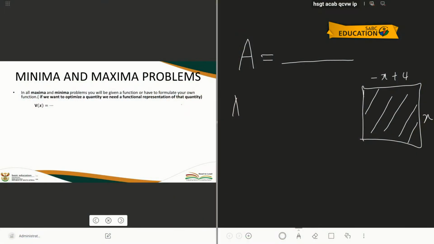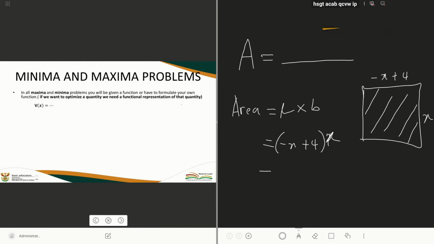And how would we get a functional representation of that? We'll say the area is equal to, so that looks like a rectangle. So we can say the area is given by length times breadth. So this will mean that we'll have negative x plus 4 times x. So we can remove the bracket, we'll have negative x squared plus 4x.